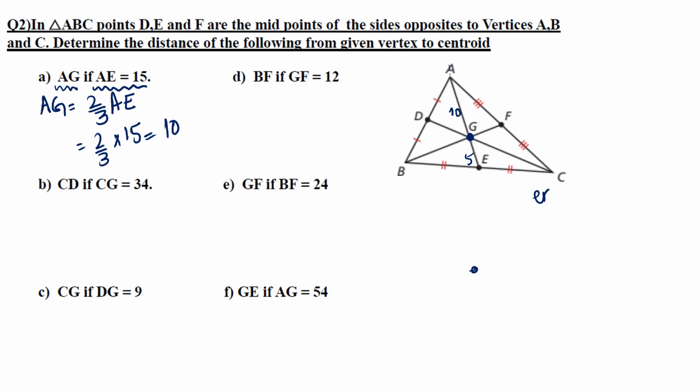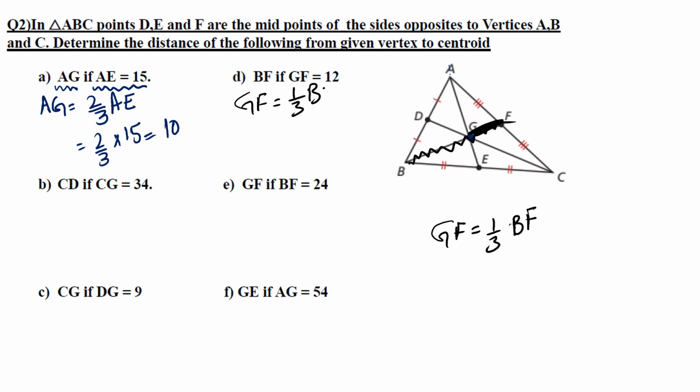Okay. Now let's try the other question. What they are saying. Find BF if GF is 12. Okay, so where is BF? BF is the full line, the complete line. And what is GF? GF is not coming from the vertex. So what is the relationship of GF with BF? So it is covering only 1/3 of BF. So GF is covering only 1/3 of BF. So what is GF? We have GF is 12.